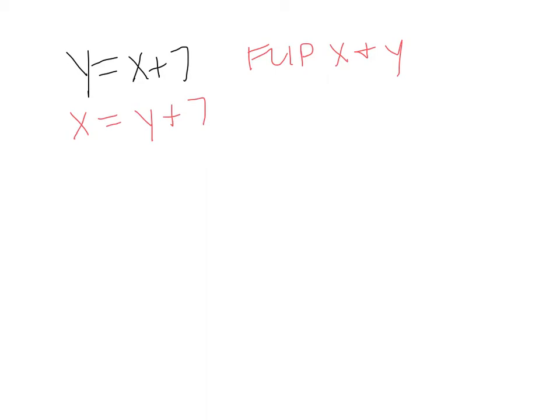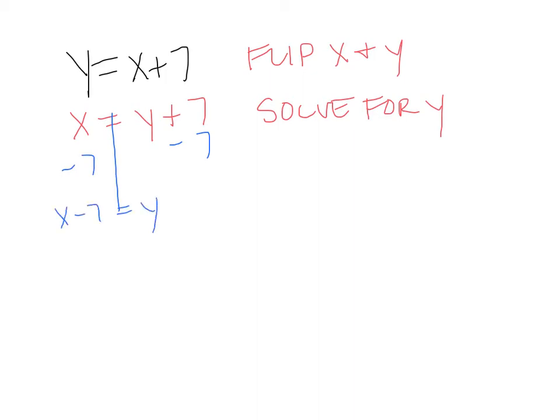Then, if we're going to do this algebraically, we want to solve for y. That's how we like our functions in algebra. If I solve for y, that means get y by itself. So I'm going to subtract 7 from both sides. I'm going to end up with x minus 7 equals y, or y equals x minus 7. And that's it. That's my inverse.